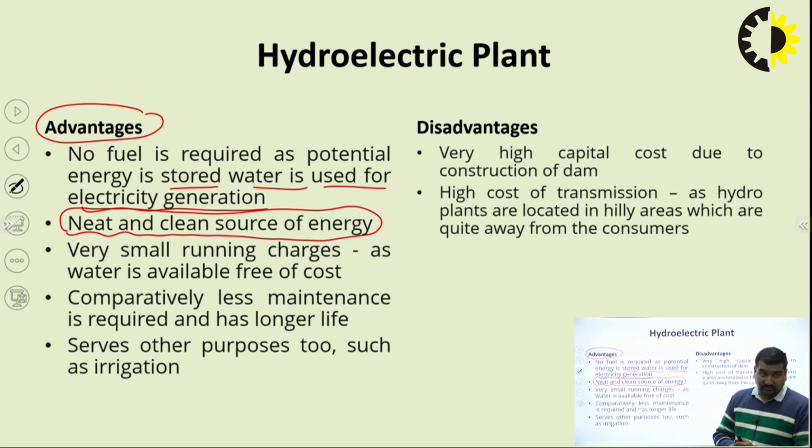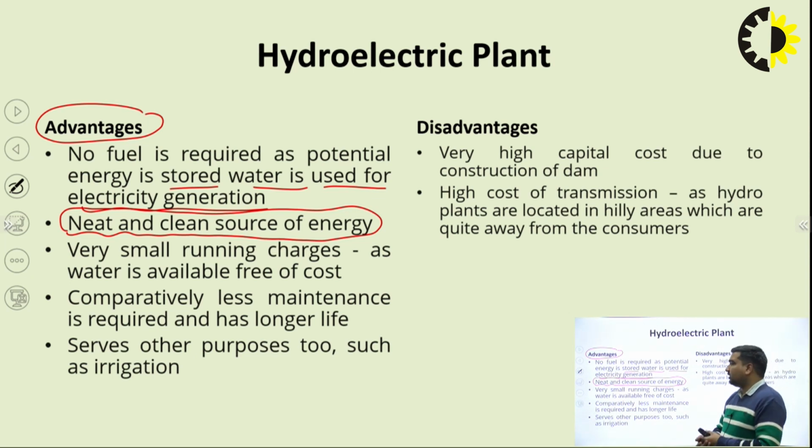Very small running charges, as water is available free of cost. Comparatively less maintenance is required and it has a longer life. And it serves other purposes too, such as irrigation. We can pass the water through small canals to supply the fields of the farmers. So in this way, this hydro plant is very advantageous because of this renewable energy source. Every country is going to increase the use of this plant.